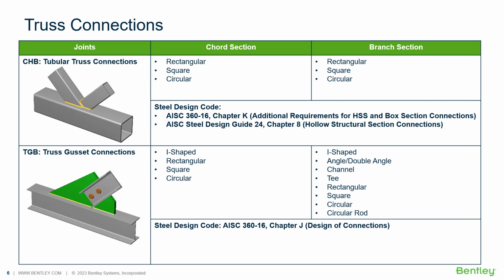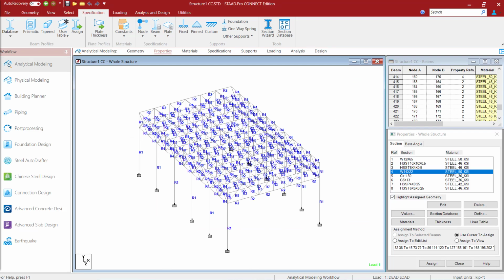Now, our model contains several types of joints where a tubular truss connection would be allowed and appropriate. For any of my other truss connections, I'm going to go with a truss gusset connection. So if I don't fit that criteria for a tubular truss connection, I'll select the other type. So it's important to understand how your section properties can dictate what types of connections would be available to you.